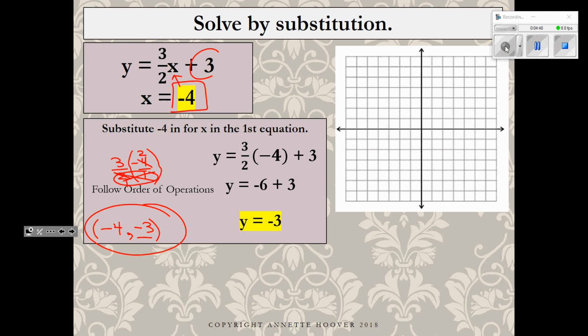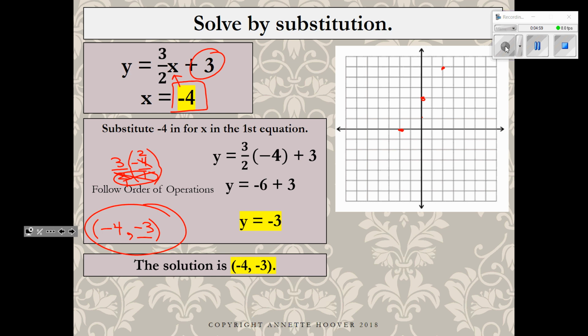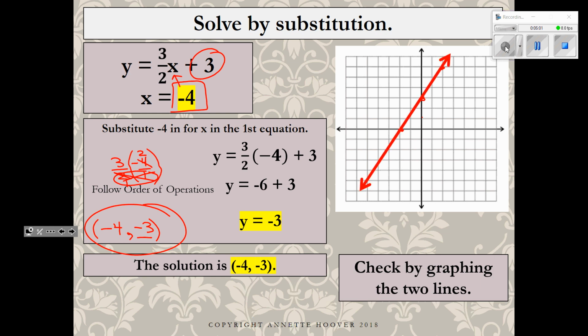We're going to start at a y-intercept of 3. 1, 2, 3. Our slope is 3/2, so we go up 3 to the right 2, or down 3 to the left 2, and that creates a line there. Then we have x is equal to -4, so we go to -4 on the x-axis, and the line goes the opposite direction. That is not in the right place. x is equal to -4, which would be here. Sorry about that. But you will see that they are going to intersect right there.